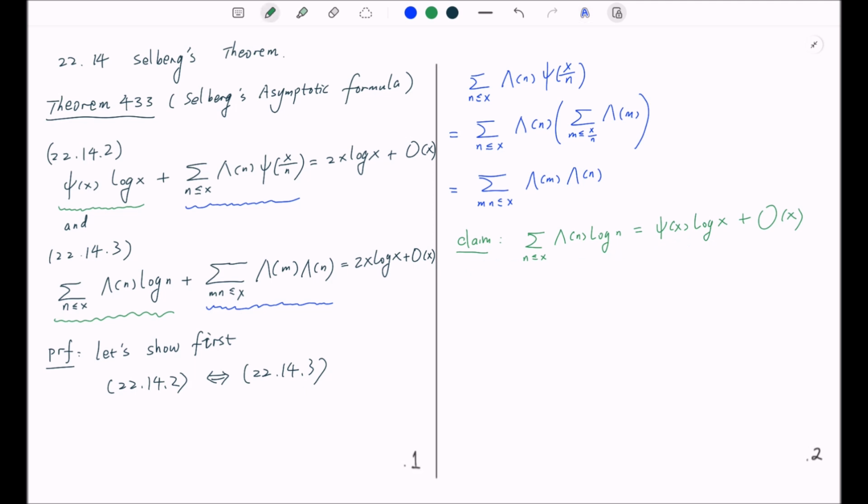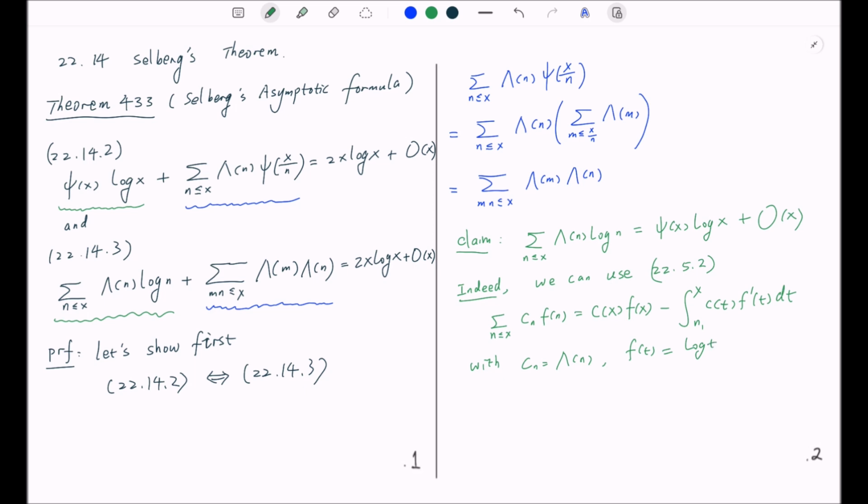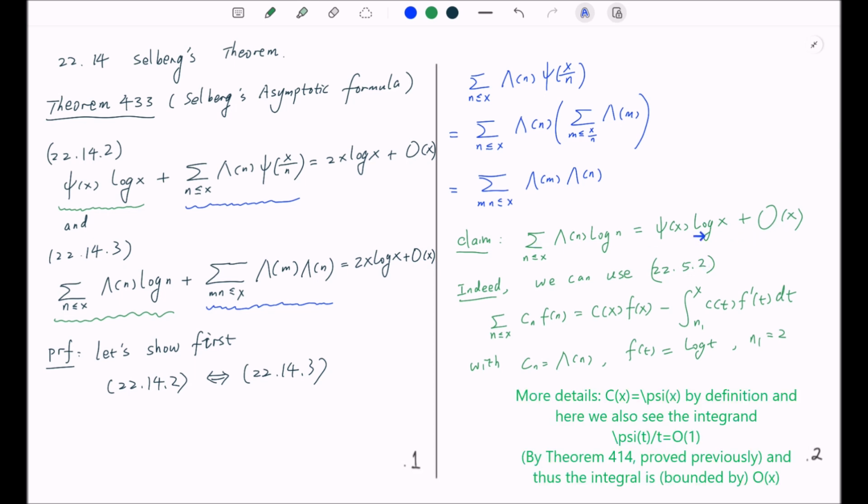How do we prove this? Indeed, we're going to use the Abel transformation 22.5.2. And recall, this transformation says, and we're going to use this formula with c sub n equal to lambda of n, f of t equal to log of t. And since lambda of 1 is equal to 0, we can take n1 to be 2. And it follows from this summation 22.5.2, this formula follows immediately.